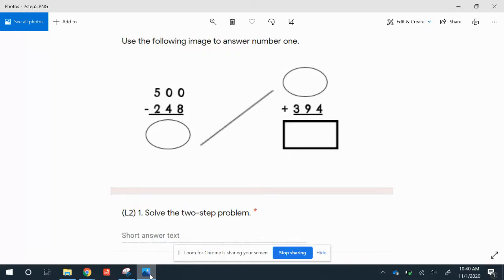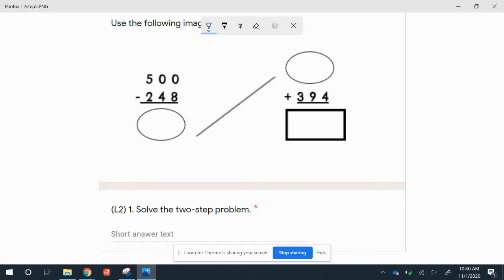with a level 2 example. So first, when you do this, you're going to start over here with our two-step word problem, of course. Since there's no words, we're just going to work through our computation. So we have 500 minus 248. Let's go ahead and start with our ones place value.